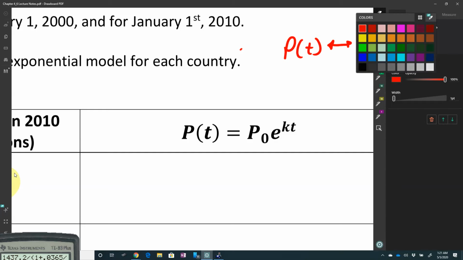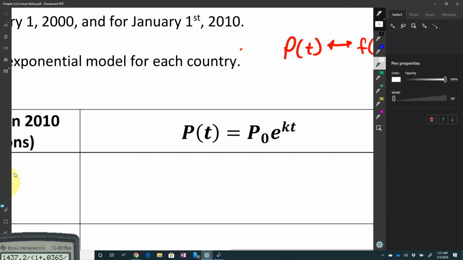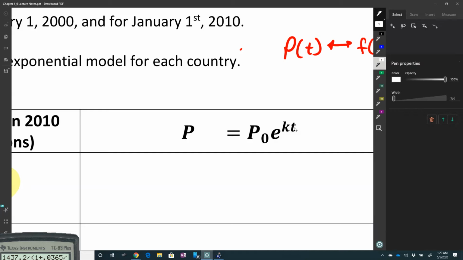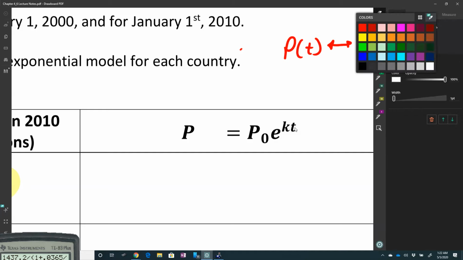Select color. I'm going to temporarily change it. So if that t throws you off, what you could do is just pretend it's not there. Just P equals P naught e to the kt. All right? Now let me change this back to an actual color. Wonder if it's going to bring it back.